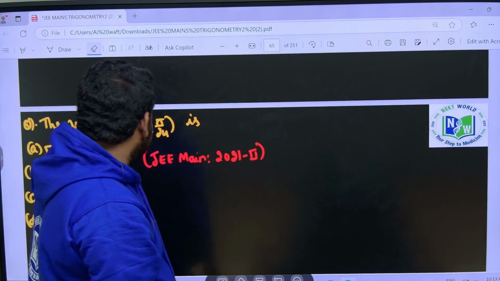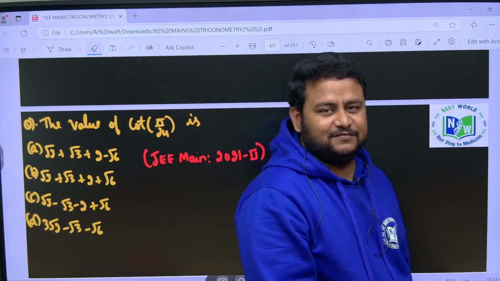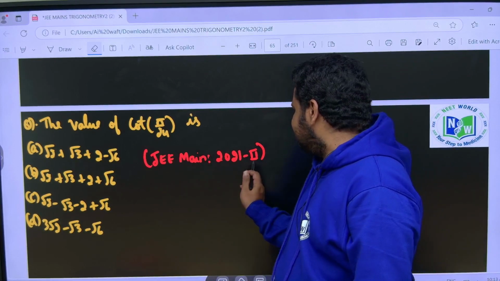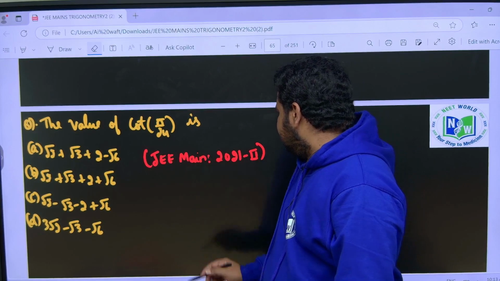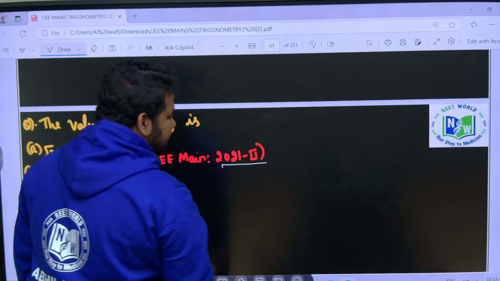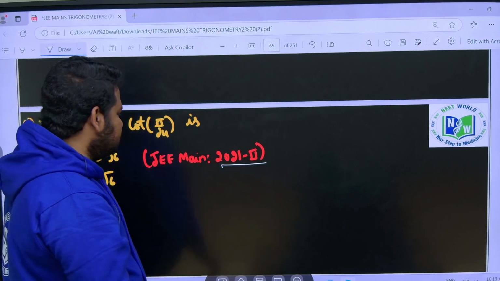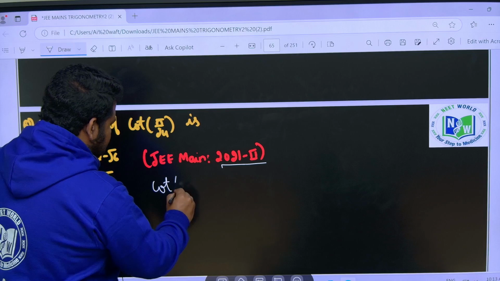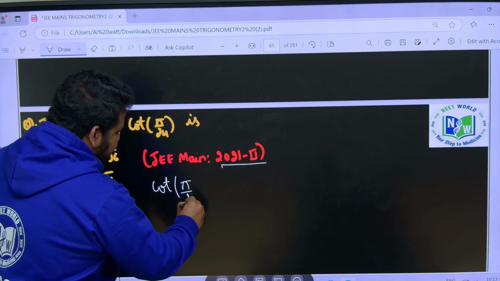See here, friends, the value of cot pi by 24, asked in 2021 mains session 2. So this is what, friends? Cot pi by 24. Let us see how to do it. Cot pi by 24 is given.